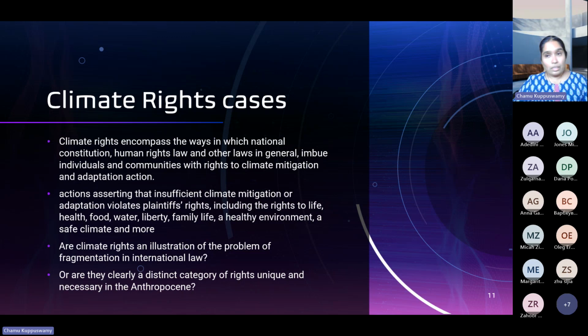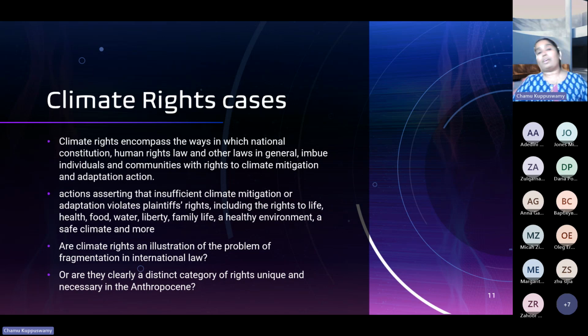So a question we can ask from an analytical point of view is, by creating this new category of climate rights, is that an illustration of the problem of fragmentation in international law? In public international law, we address this fundamental issue: do we have too many categorizations and specializations? That's not such a good thing. When we say fragmentation of international law, it's always a bit critical, saying, can we not consolidate? Otherwise it becomes a bit too much.